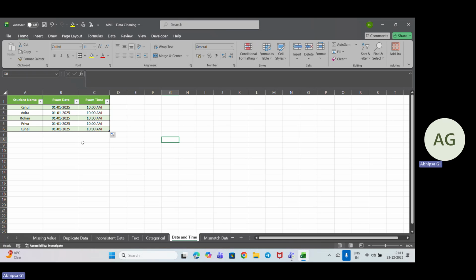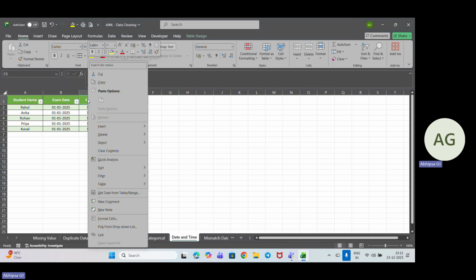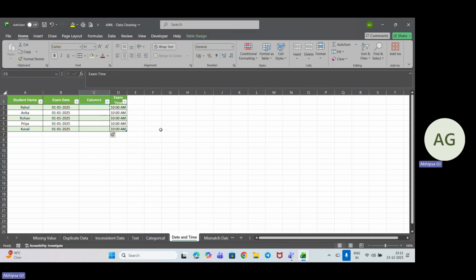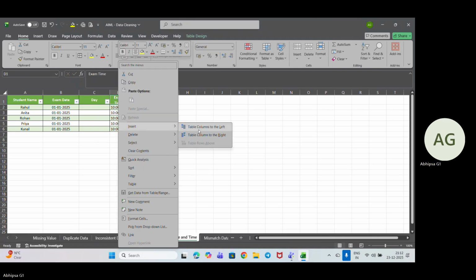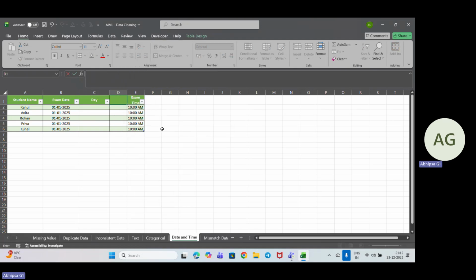If we are breaking that as well, we will be getting a year specification, that is year. Suppose first we have the day, then we will be having the month, and then we will be having the year, right? So how will we be getting it? The day would be one only because the dates are the same.